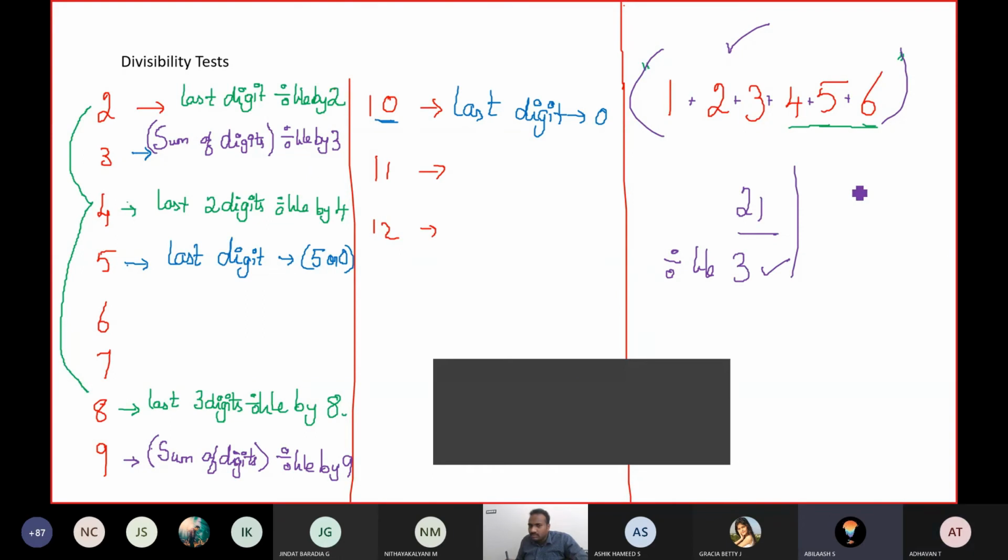Yes, sir. Are you sure? Because the sum of the digits is 21. Is it divisible by 9? No, it is not divisible by 9. So the entire number is not divisible by 9. Clear, people?